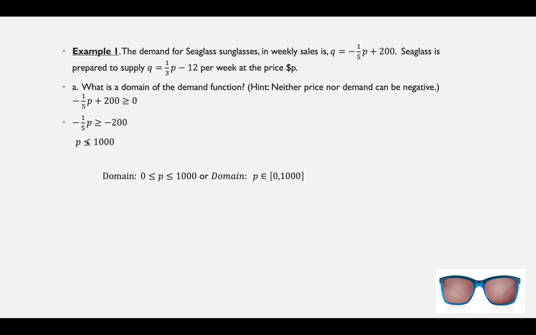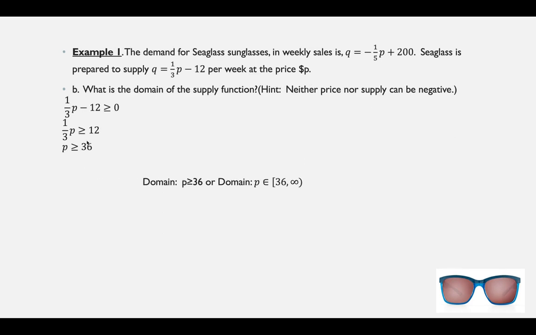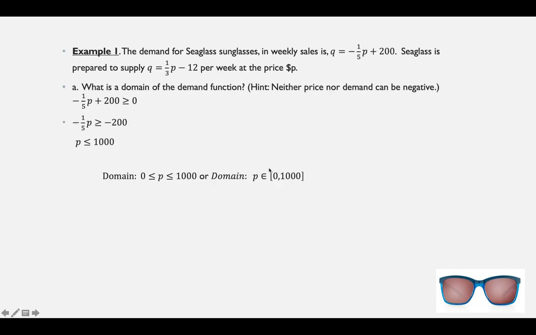Okay, there's a couple of ways you can describe this domain. You can write it as 0 is less than or equal to p less than or equal to 1,000, or you can use set notation and write it as p is an element of the interval 0 to 1,000 inclusive. So we've got square brackets, that means the endpoints are included. If we had open brackets, parentheses, that would mean that the endpoints aren't included or that we have an infinity.